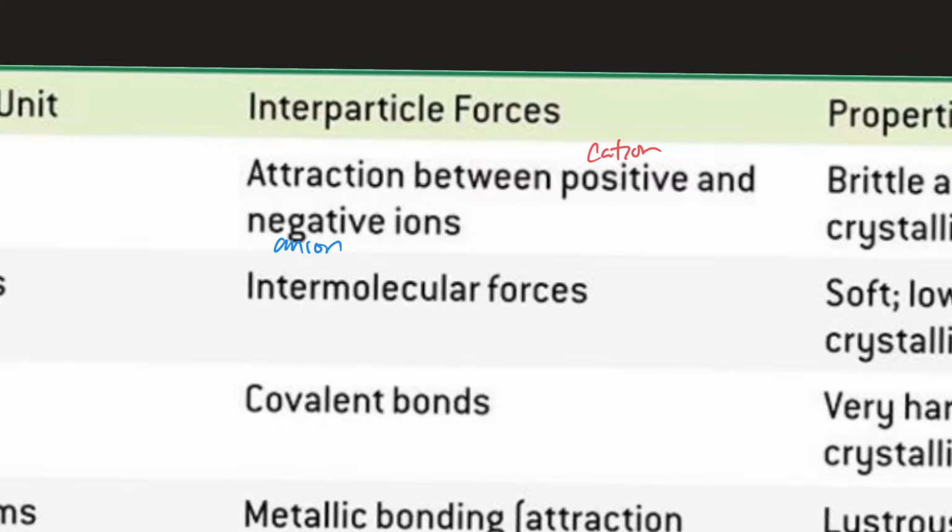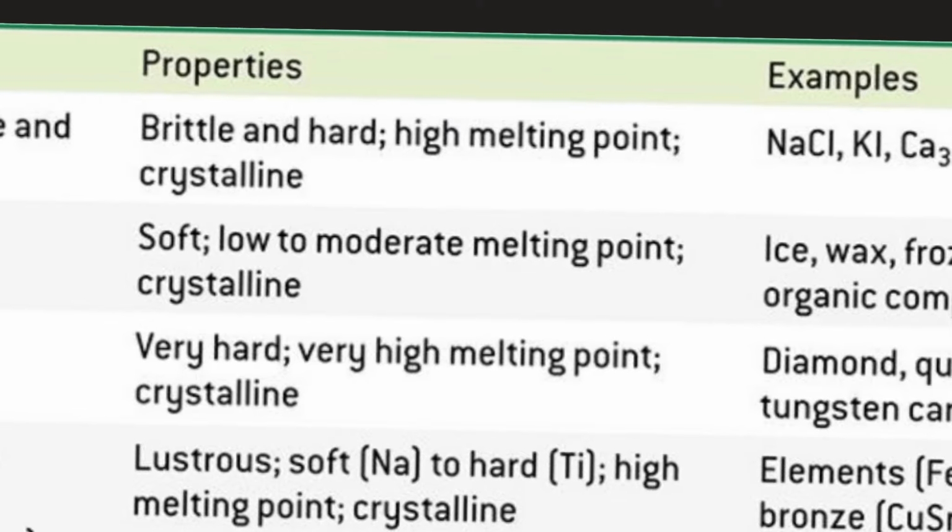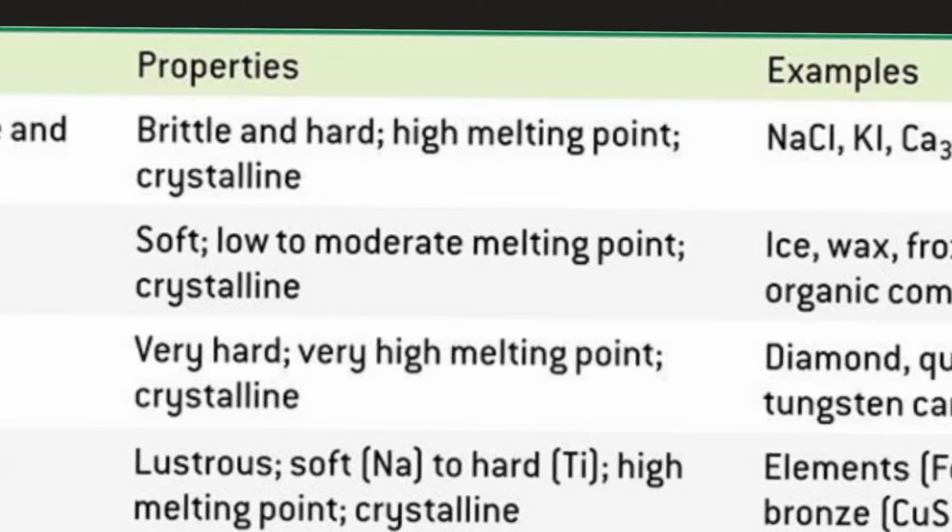Okay, so what are some of the properties? Well, typically ionic compounds, they're brittle, they're hard. So if you think about table salt, right? Table salt, especially if you have it clumped up together, it's hard, it's brittle. You could break them up into pieces. They have a very high melting point, and they follow a crystalline structure.